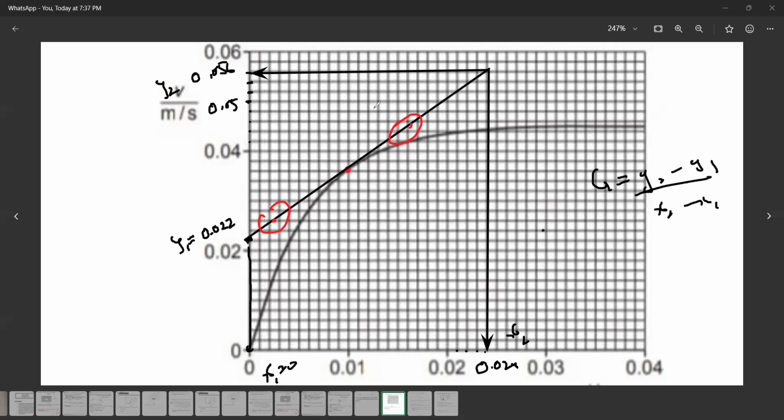x1 is 0. 0.01 means seconds. 0 means we need the acceleration at that specific point. Whenever we need an acceleration at a specific point, the acceleration is not constant. That's why we have to draw a tangent.